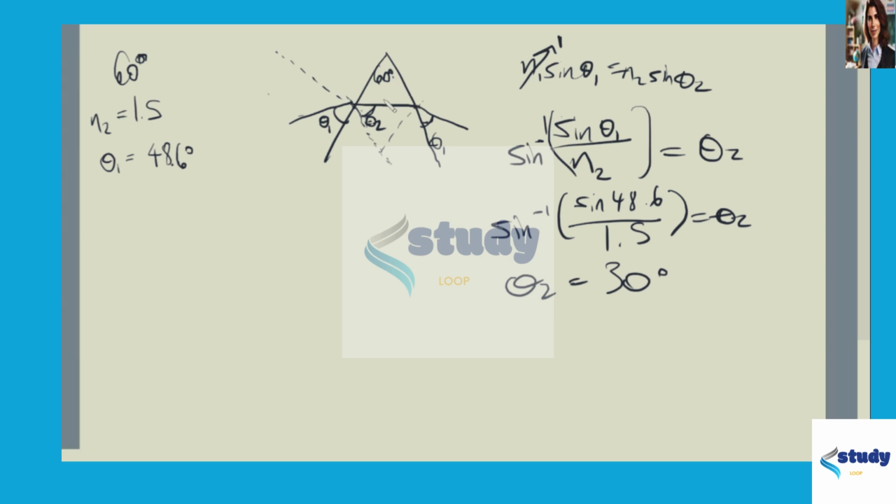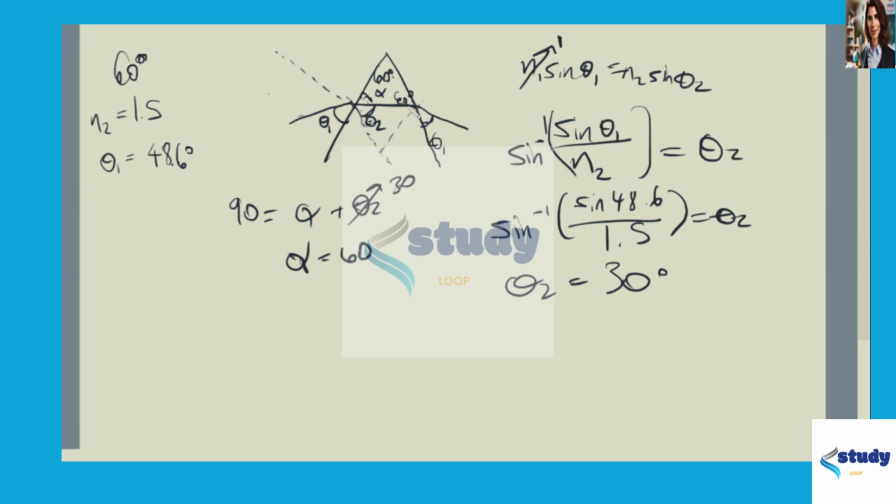We know that this is 60 degrees. So if this guy is 30 degrees and this is a normal, that means that this angle, which we're going to call alpha, plus theta 2 is going to have to equal 90 degrees, which means alpha is going to be 60 degrees. So if we have two 60-degree angles, this one also has to be 60 degrees. That's just basic geometry. All the angles have to add up to 180 degrees. So now we determine that this angle is also 60 degrees.